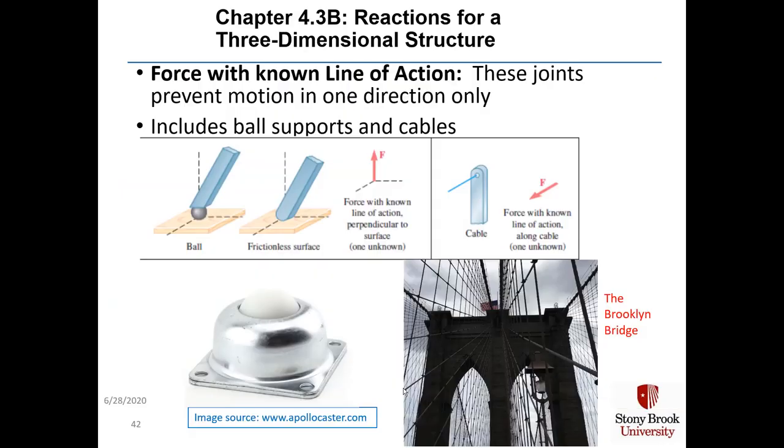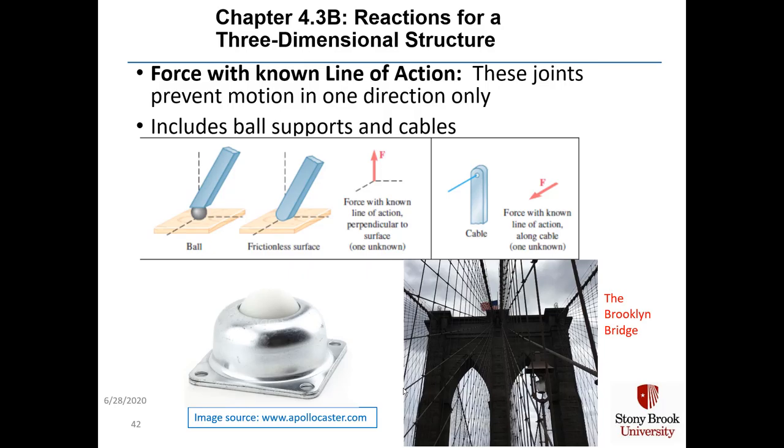Now let's discuss reactions for 3-dimensional structures. There's more choices of components than with 2D. First, we have a force with a known line of action. These joints in 3D space prevent motion in one direction only.